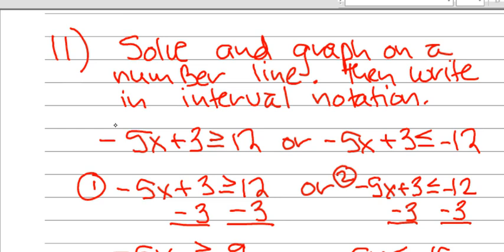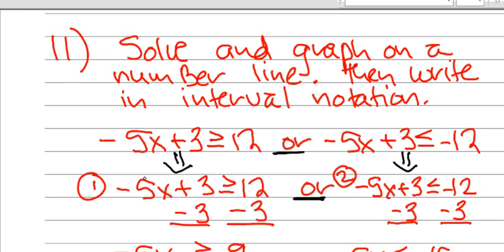So my problem is negative 5x plus 3 is greater than or equal to 12, or negative 5x plus 3 is less than or equal to negative 12. So I'm going to break the problem up into 2 pieces. Here's the first piece. I'm just bringing this down. Here's the second piece. I'm just bringing that down. Now I'm going to solve both of them.